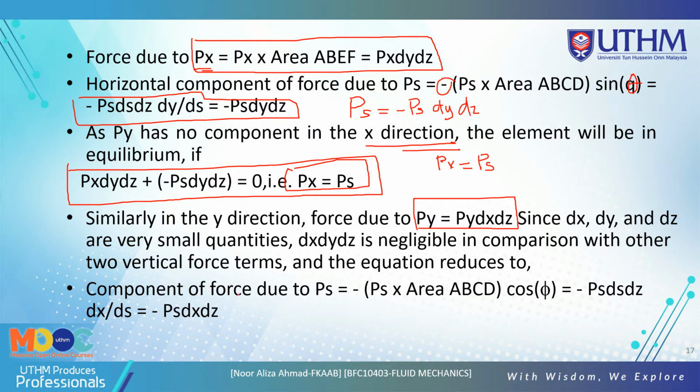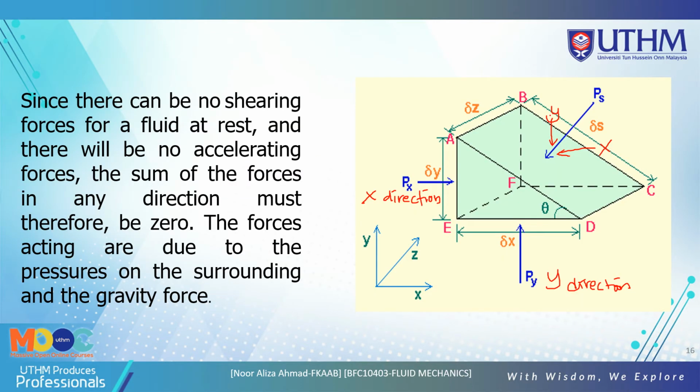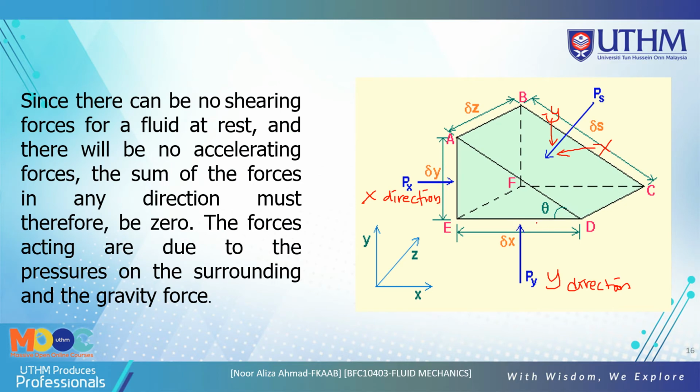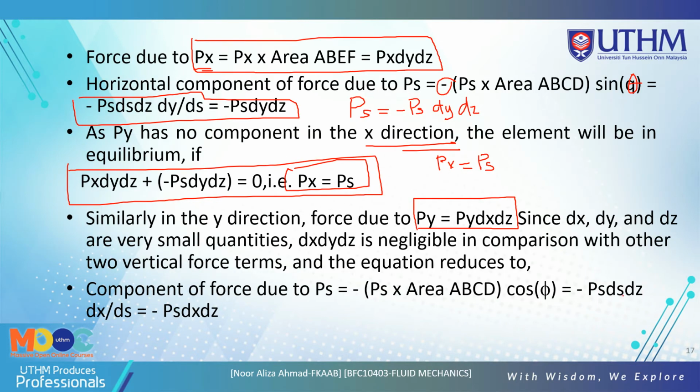Components of force due to Ps. Ps is in the x direction, this is the y direction. It is also negative because the y goes down, so the arrow is drawn down there. So that's why you get the negative Ps times the area, area ABCD, times cos theta here. So you get negative Ps ds dz times dx over ds.